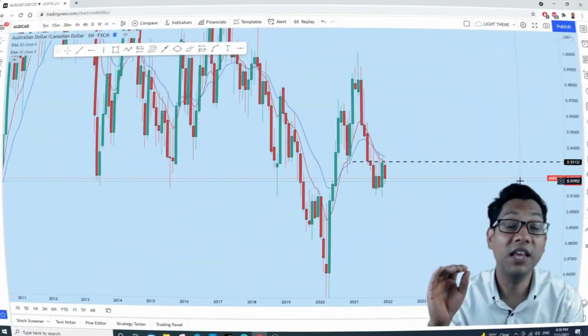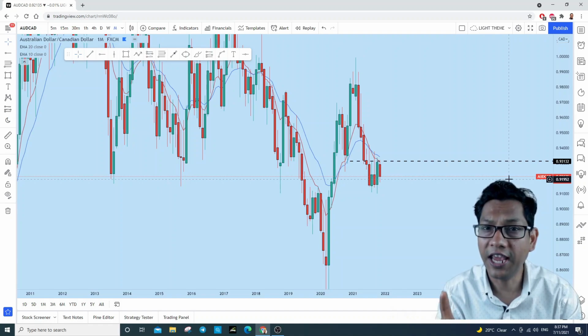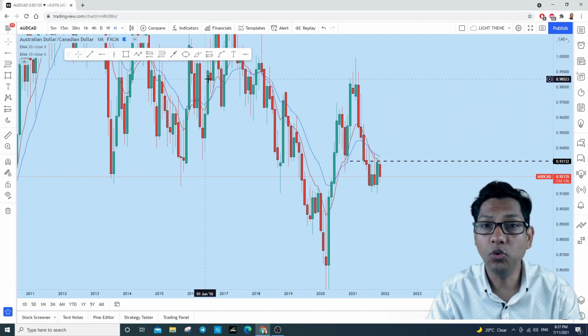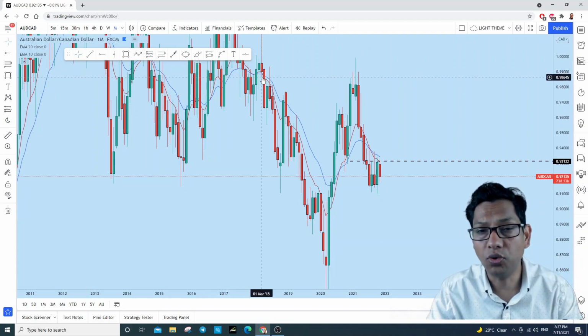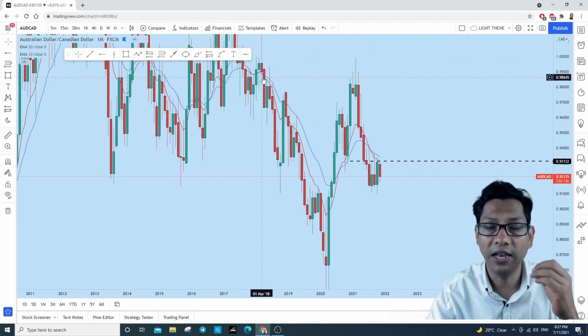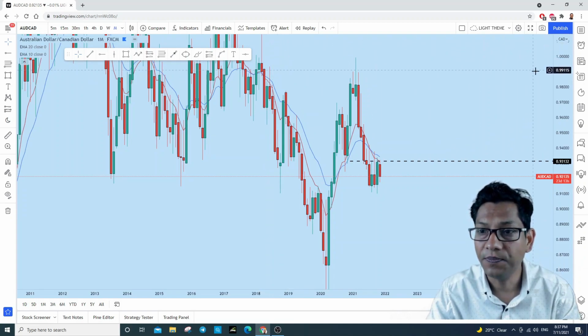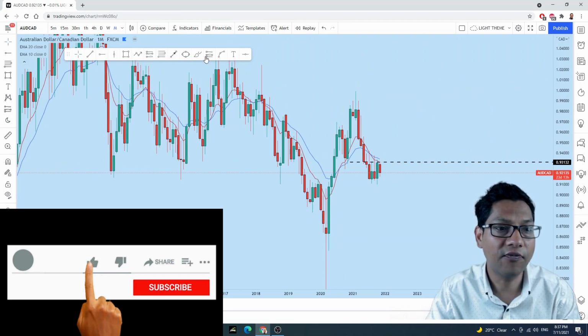Okay, so first let's start with AUDCAD on the monthly time frame. On the monthly, AUDCAD is in a downtrend. So how do you know an instrument is in an uptrend or downtrend? From the market structure. Now let's analyze the market structure of AUDCAD.